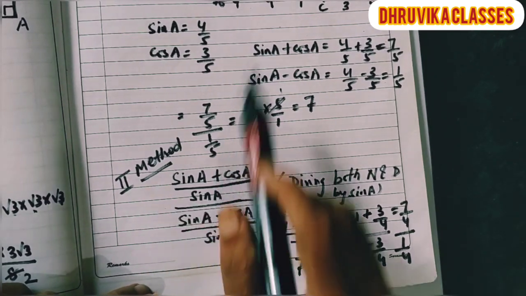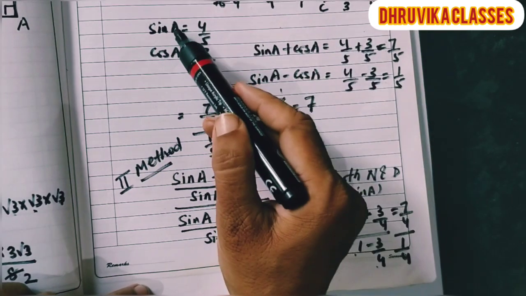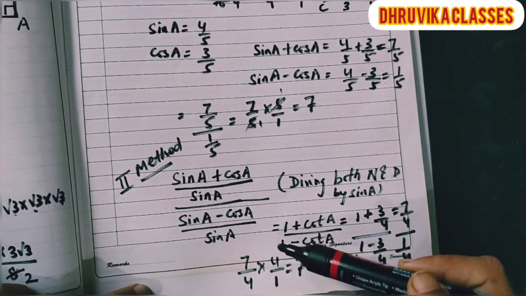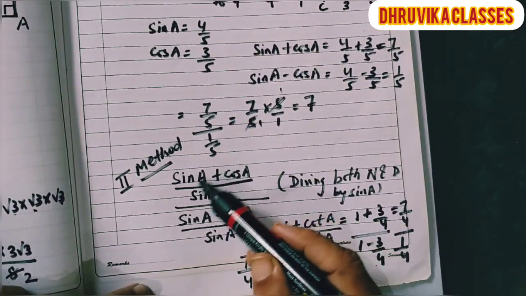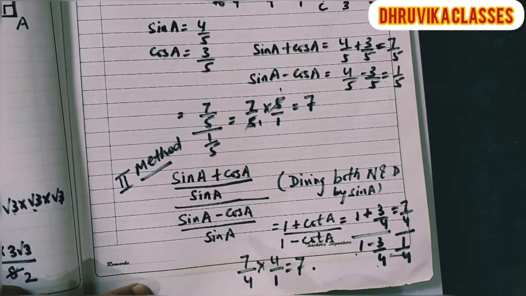So in the second method, you can skip all the process of finding the hypotenuse and finding sin A and cos A separately. You can directly use cot A, and the trick is to first change it into cot A, that is, divide both numerator and denominator by sin A.